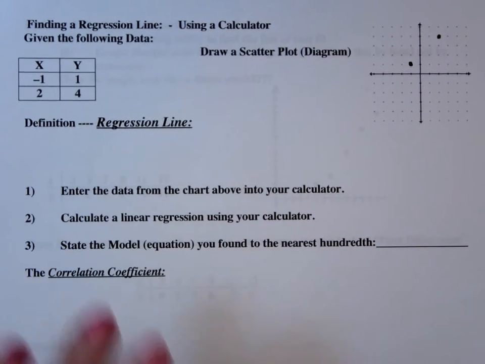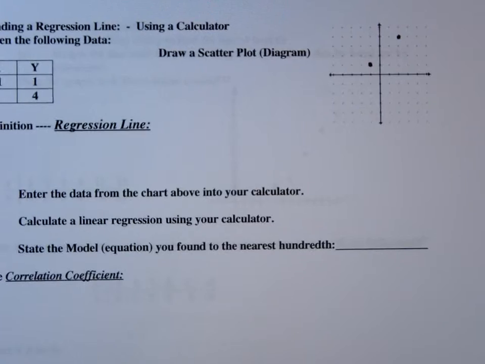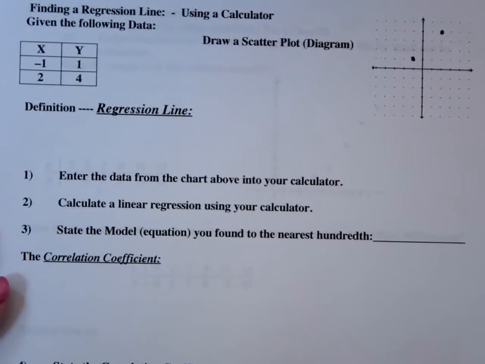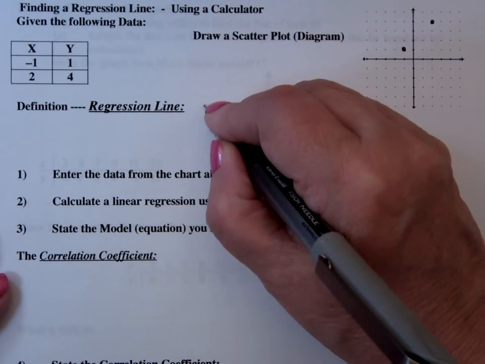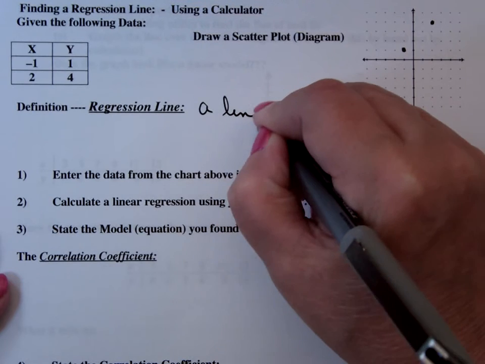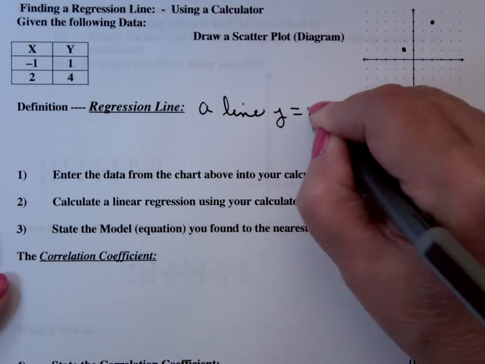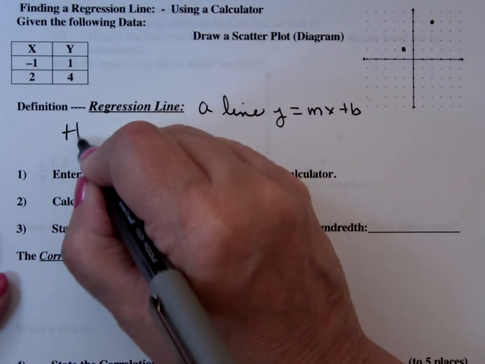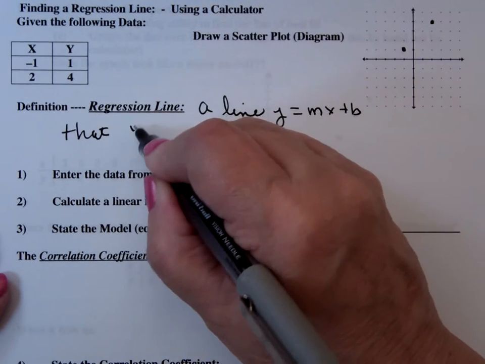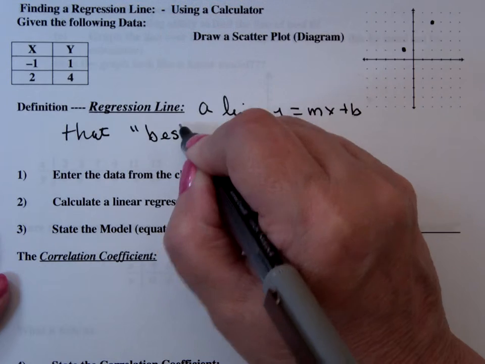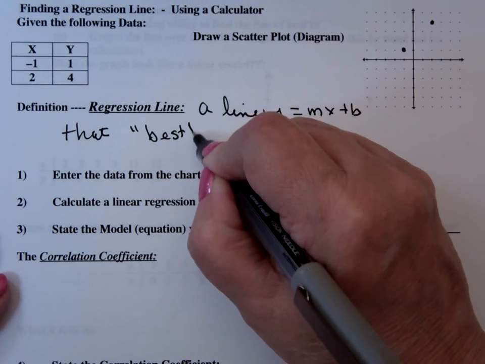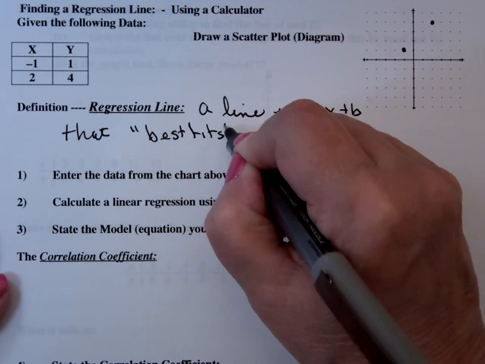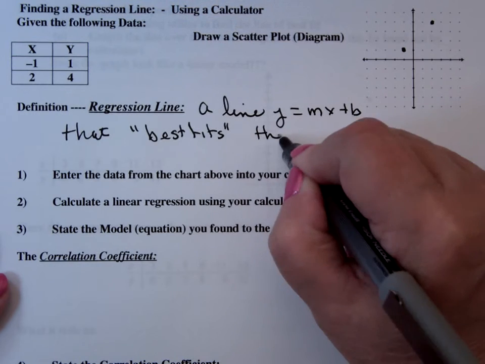A regression line. Now, the question is, what is a regression line? It is a line, y equals mx plus b, that, and I'm going to use the word best, fits the data.